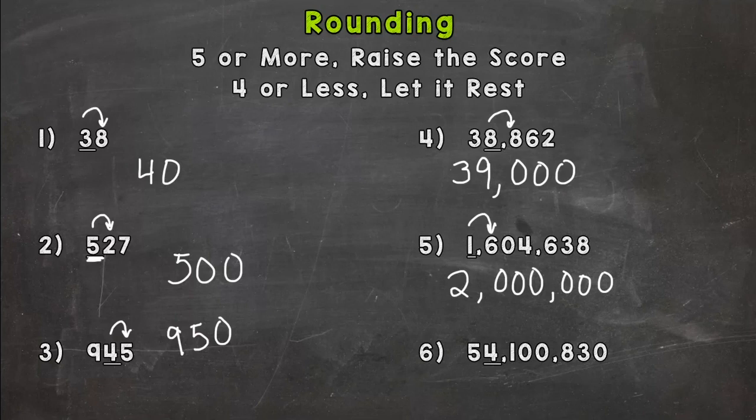We have a 4 in the millions place. We are rounding to the millions to see if this number is closer to 54 million or will it round up to 55 million. So let's take a look next door. We have our arrow there. So that's a 4 or less, so we need to let it rest. So the 5 stays the same, the 4 rests, and everything to the right changes to a 0. So we have 54 million. That number is closer to 54 million than it is 55 million.